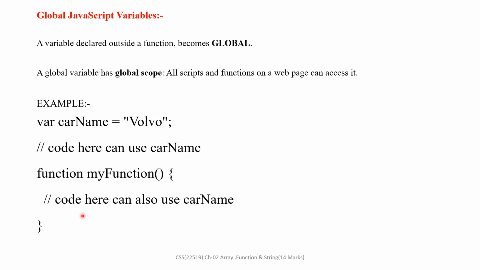This means in this code we can use the variable carName because it is globally declared, and if we declare another function then also we can use that variable carName because it is a variable declared outside the function, so it becomes a global variable.